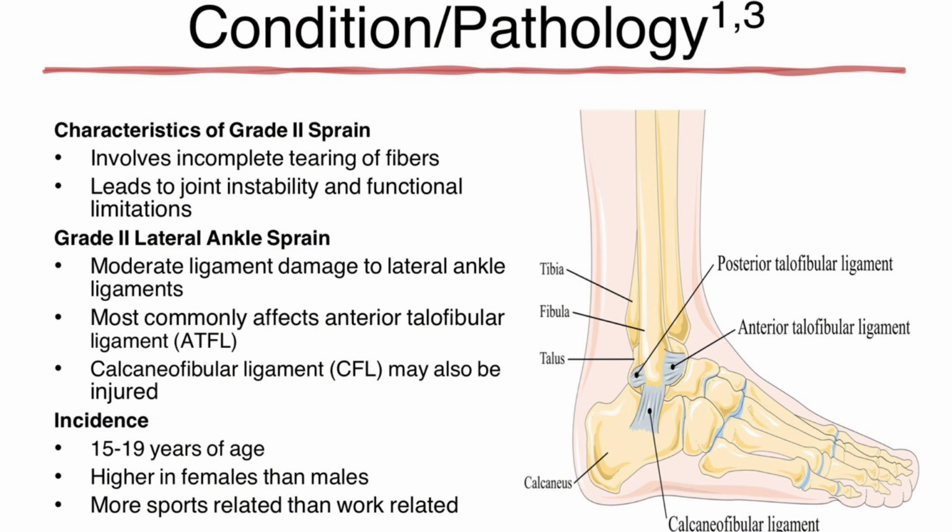So what is a grade 2 lateral ankle sprain? A grade 2 lateral ankle sprain is a partial tear of the lateral ankle ligament. The ATFL is the most commonly affected, but the calcaneofibular ligament can also be involved. With this condition, you can expect to see tenderness and pain at the ATFL and the CFL, also with moderate swelling. This individual will have difficulty bearing weight without crutches, and as far as instability is concerned, they may have slight instability or they might not have issues with stability at all.